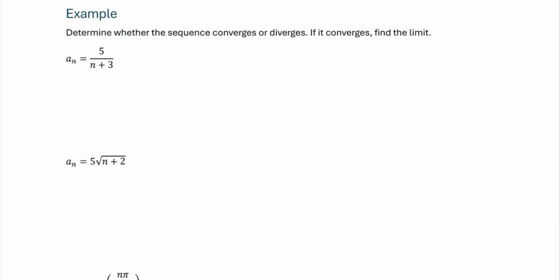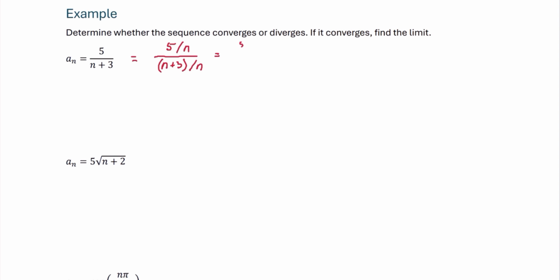Next, we'll look at some examples and determine whether the sequence converges or diverges. If it is a convergent sequence, we need to actually find the limit. We're going to use a familiar trick that we used back when we were calculating limits in previous sections, which is to divide the numerator and denominator by the highest power of n that occurs in the denominator. So we'll have the denominator n plus 3, recognize the highest power of n is n. So we're going to divide the top and bottom by n.